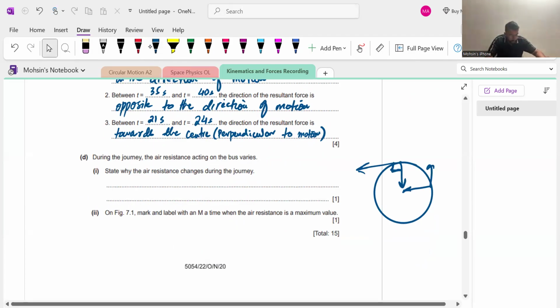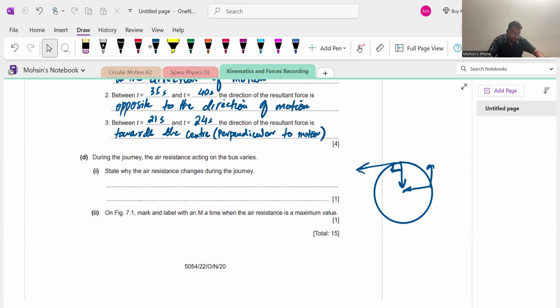Now, during the journey, the air resistance acting on the bus varies. State why the air resistance changes during the journey. Because the speed is changing. Air resistance depends on the speed. If the speed is increasing, air resistance increases. If the speed is decreasing, air resistance decreases. So that's the reason why air resistance changes.